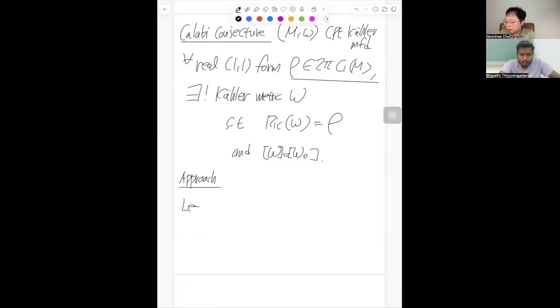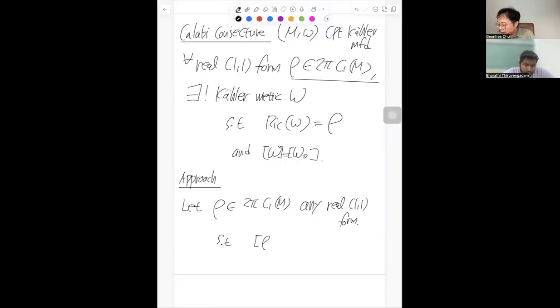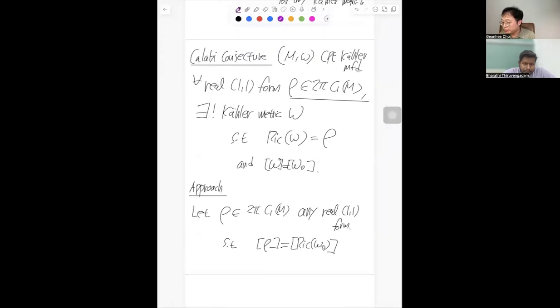So let omega belong to 2 pi C1(M), any real (1,1)-form. But we know that this representative and this representative must be the same. There's no other possibility. Is that okay with you? Because we already chose from here. Are you with me? So the representative must be the same. There's no other ambiguity up to here.